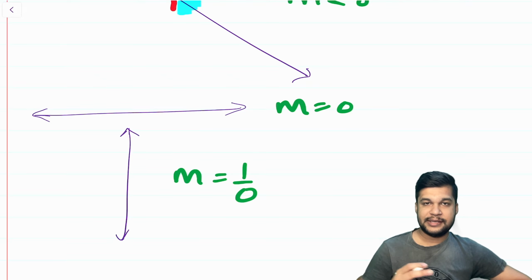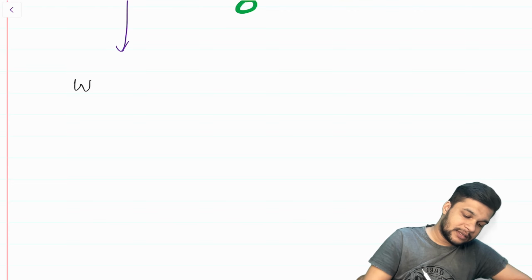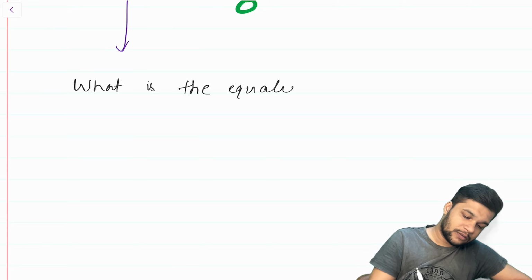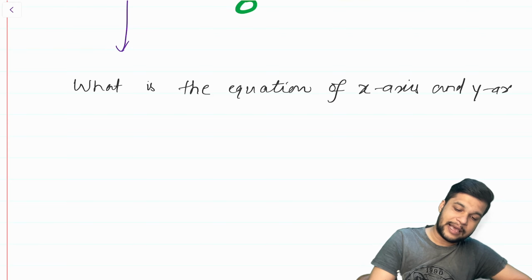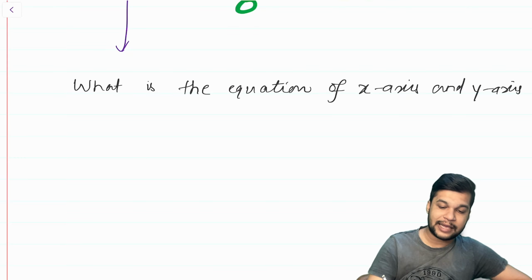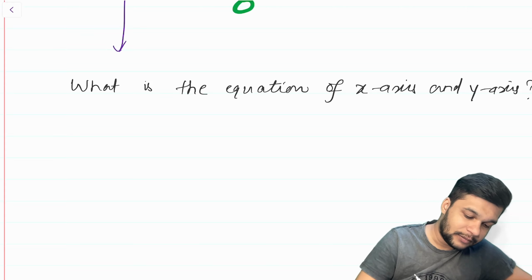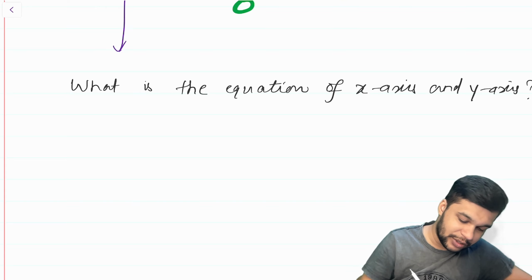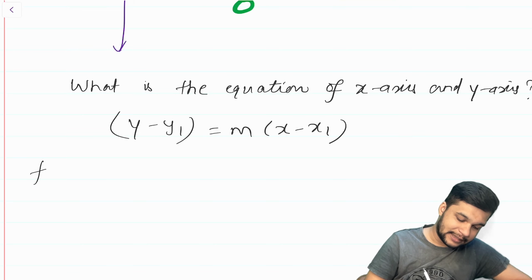Now, since you know it, can you tell me what is the equation of x-axis and y-axis? That's your question. So let's write the equation. y minus y1 equal to m times x minus x1. Okay. For x-axis.